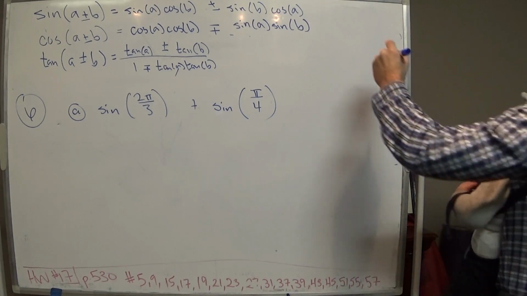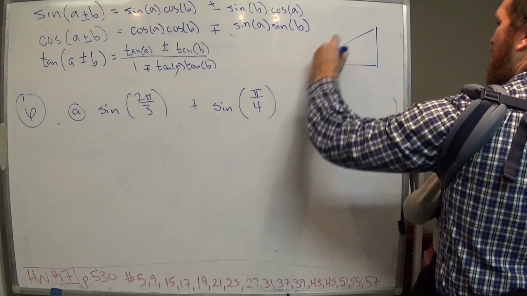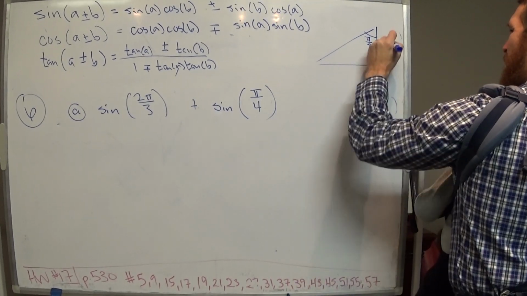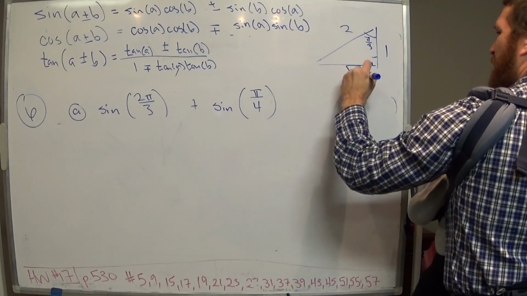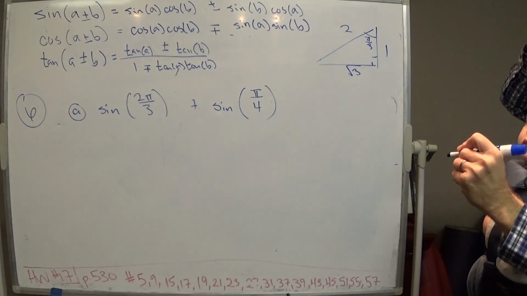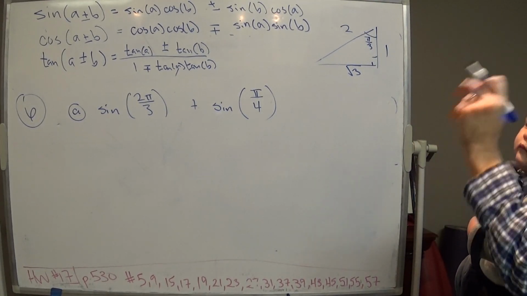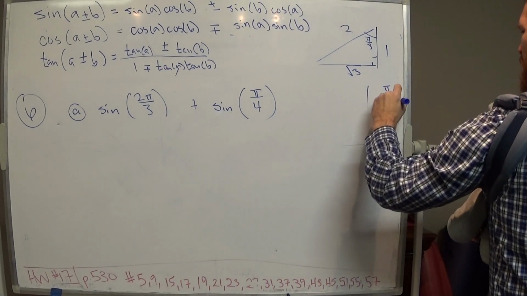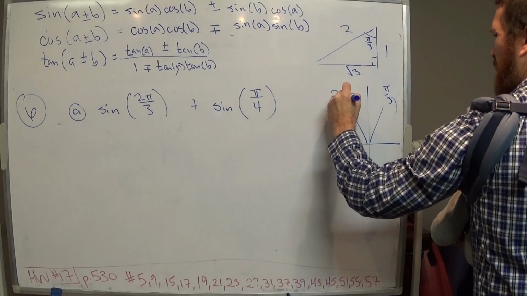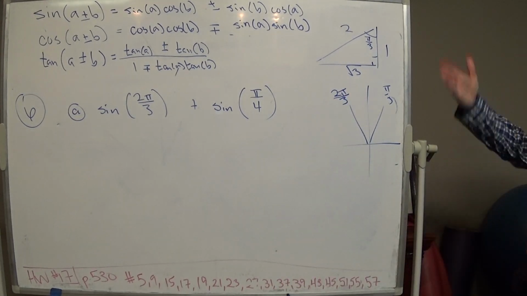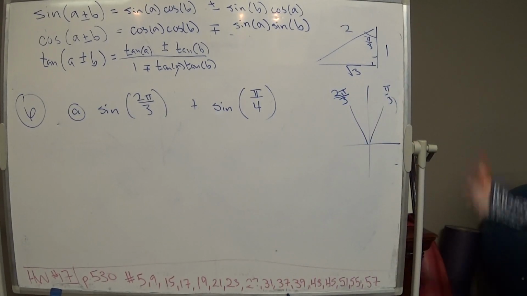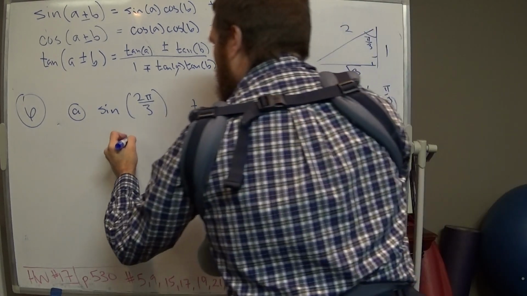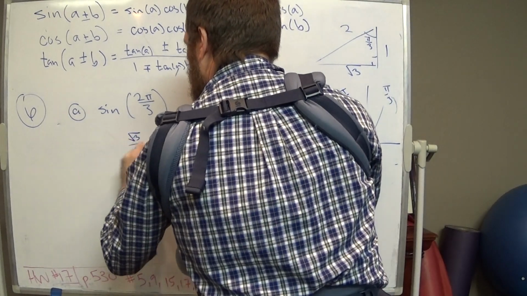Negative root 3 over 2? I don't think it's negative. Oh, no, it isn't negative. It should be positive, because let's think about where that guy lies. Here's 1 pi over 3, here's 2 pi over 3. Sine is the height, and the height is positive. There's a bunch of other ways we could do this, but it should be root 3 over 2.